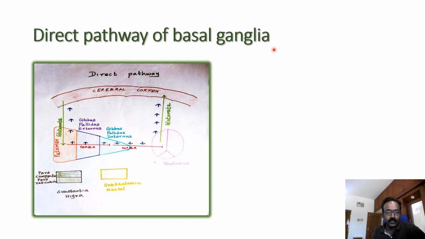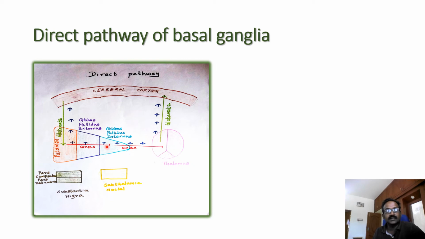So in the direct pathway, when you want to do any movement, the planning occurs in the cerebral cortex, which sends the impulse to the striatum. This is the striatum: the putamen and the caudate nucleus, combinedly shown as the striatum here. It sends the impulse to the glutaminergic neurons, the excitatory neurons. So that increases the release of GABA to the globus pallidus internus.